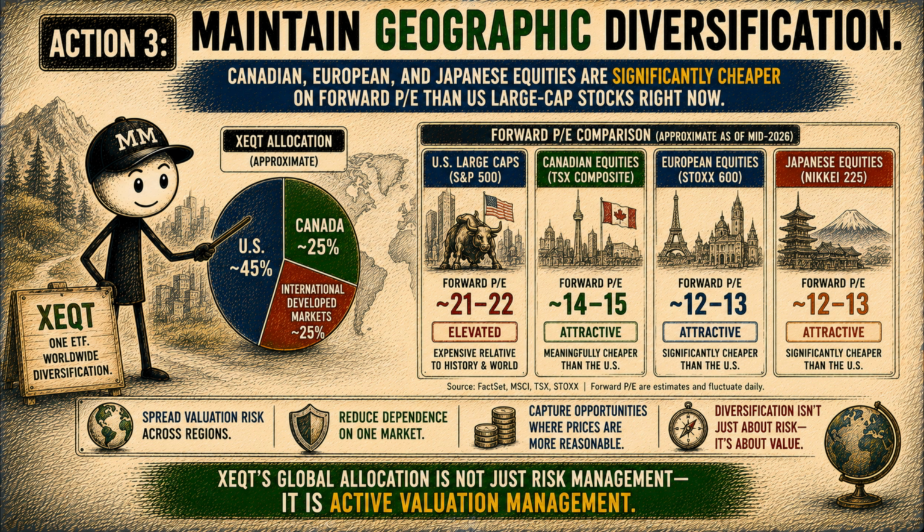Action 3. Maintain geographic diversification. This is where the Canadian investor has a specific advantage. XEQT's approximately 25% allocation to Canadian equities and approximately 25% to international developed markets provides meaningful exposure to markets trading at considerably more attractive valuations than the U.S. The TSX, European equities, and Japanese equities are all significantly less expensive on a forward PE basis than U.S. large-cap stocks. Geographic diversification is not just risk management. It is valuation management.